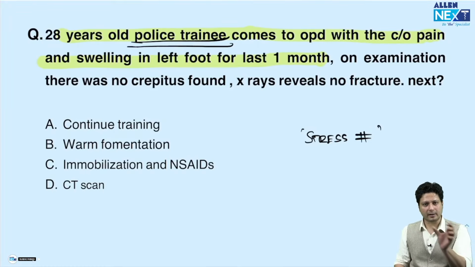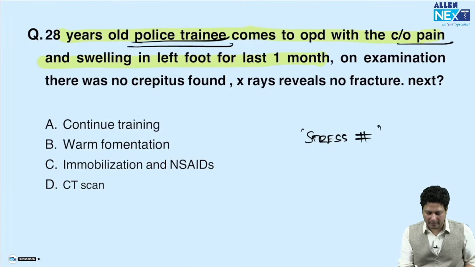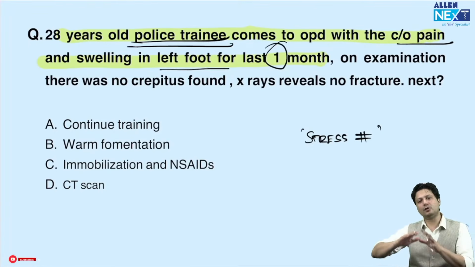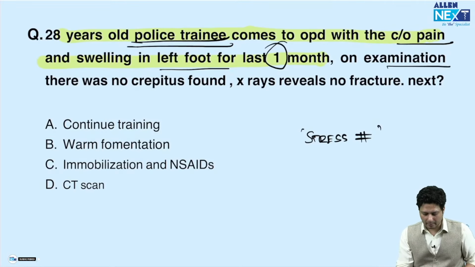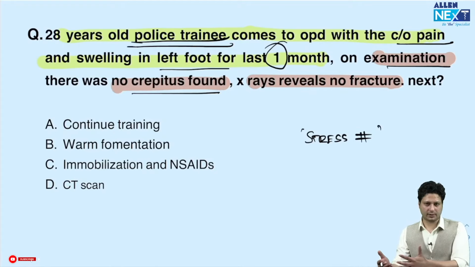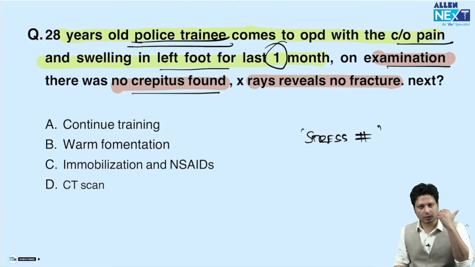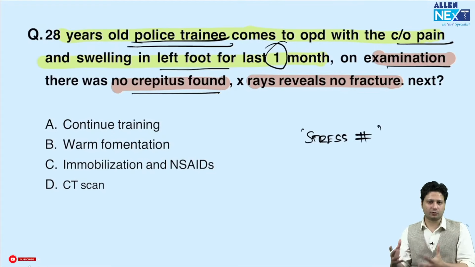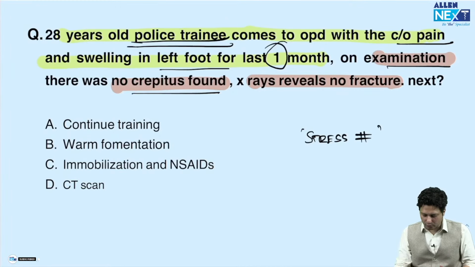Police trainees, army recruits, long distance runners, marathon runners, the jumpers, these are the kind of professions which are going to be provided to you in this question. Now, with a complaint of pain and swelling in the left foot for the last 1 month, there is a long history of pain. On examination, there was no crepitus found, although when you think of a fracture, you will try to move it, but there is no crepitus. X-rays were also revealing no fracture. But have you ruled out the diagnosis of a stress fracture? No.